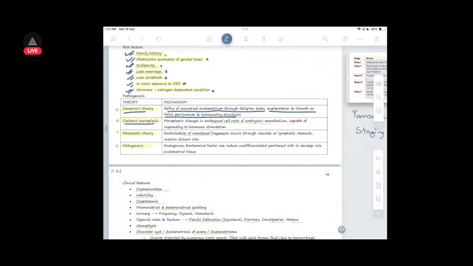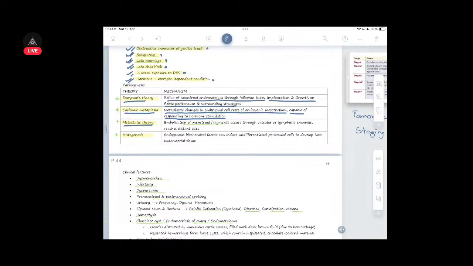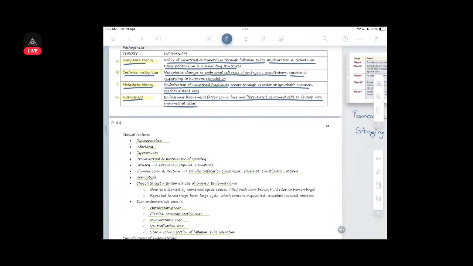Coelomic metaplasia is metaplastic changes in embryonal cell rests of embryonic mesothelium capable of responding to hormone stimulation. Then you have metastatic theory, which is embolization of menstrual fragments through vascular or lymphatic channels that reaches distant sites. Then you have histogenesis, which is endogenous biochemical factor can induce undifferentiated peritoneal cell to develop into endometrial tissue.